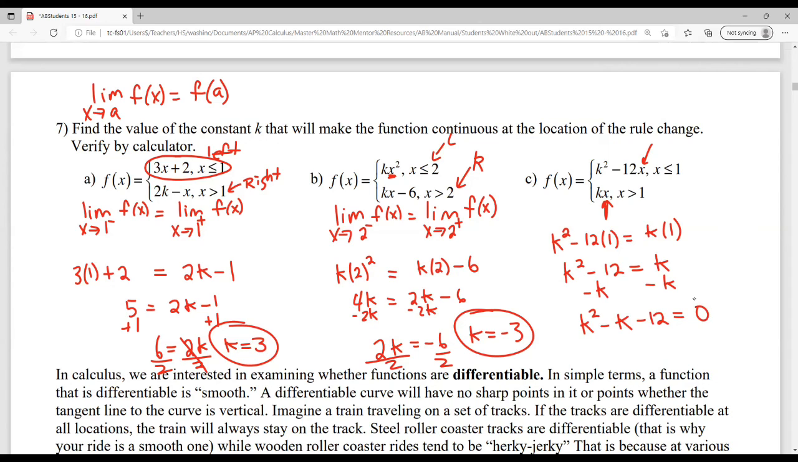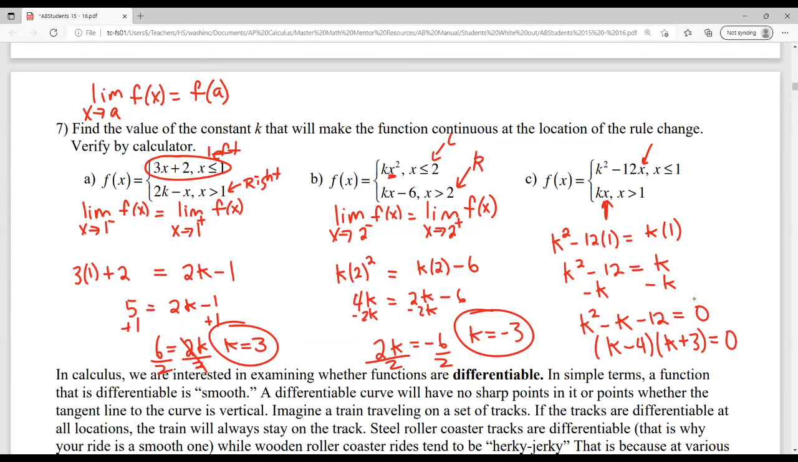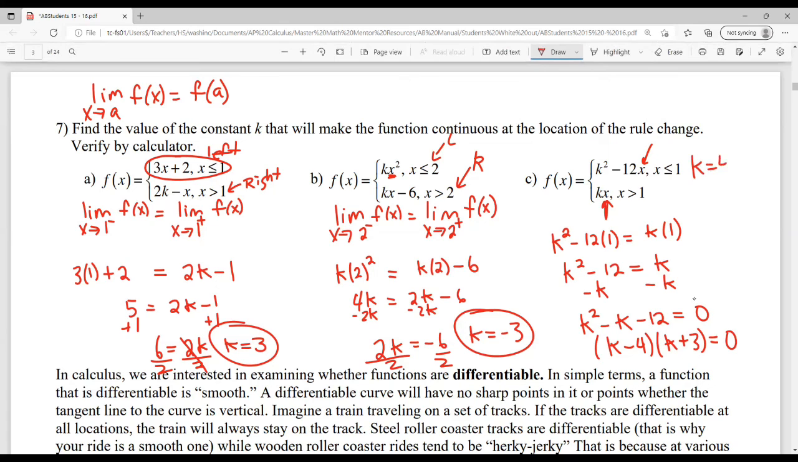At this point, we can factor. What can we multiply to get negative 12 that adds to give me negative 1? That'll be k minus 4 and k plus 3. So we're going to get 2 values of k this time. We're going to set each of those equal to 0 and solve for k. So we get k equals positive 4 and k equals negative 3.